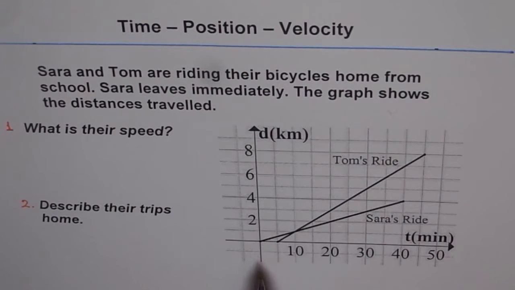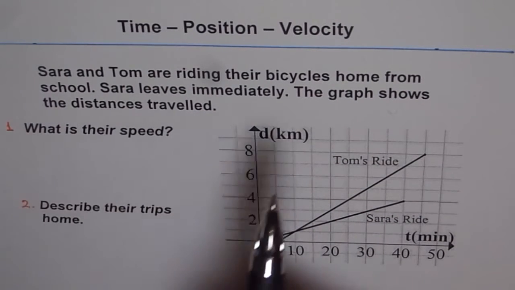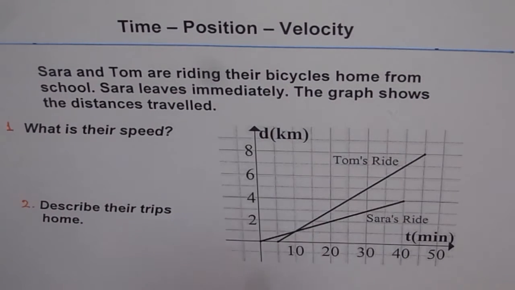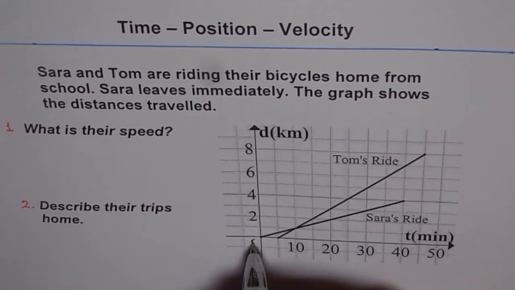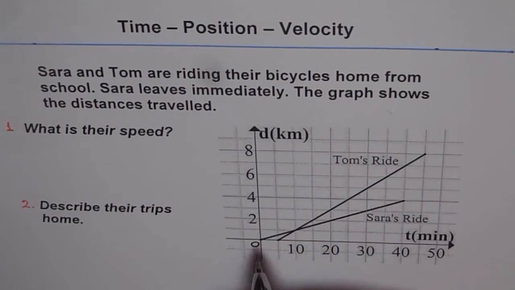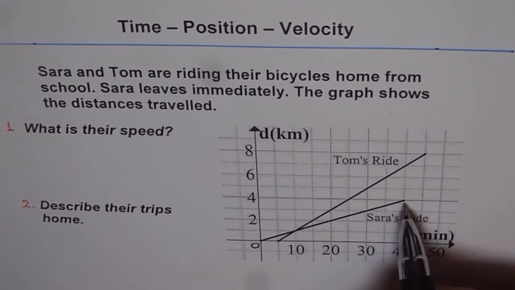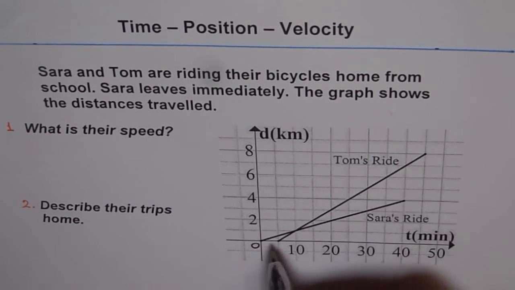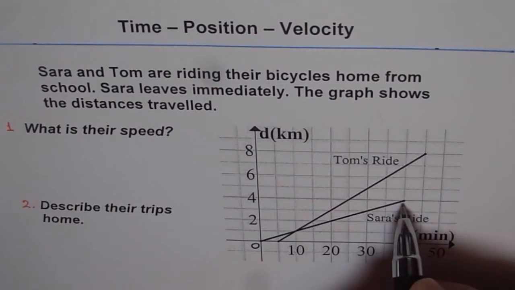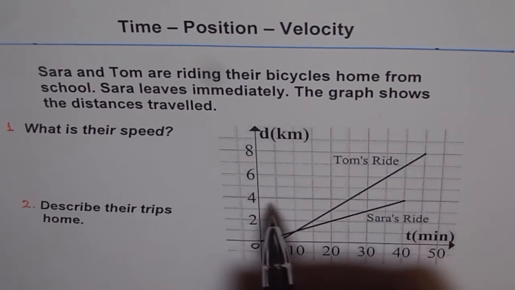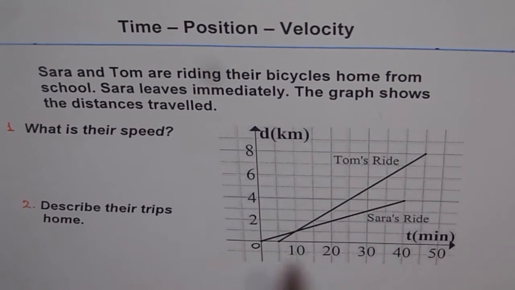So they are traveling from school to home, they're riding bicycles, right? So as you can see here, Sarah leaves immediately. That means at t equals 0, Sarah leaves the school and heads home, right? So from the graph, we can see that Sarah covers a distance of 4 kilometers in 40 minutes, right?